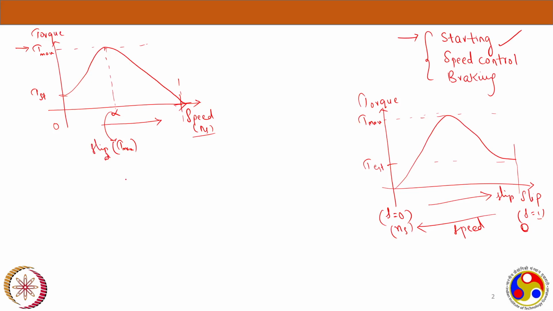Usually in the theory we studied that it occurs around 10% of the full load slip. Anything could be, but usually they call it like that. There is no rule that it should always be 10% of the full load slip. It usually occurs at that place.